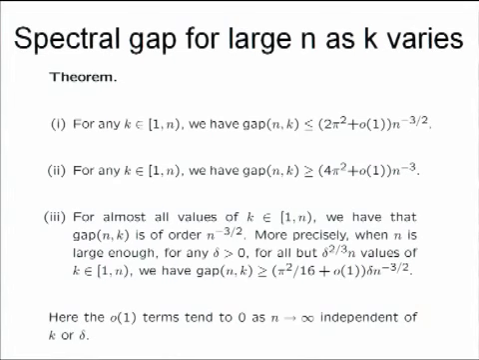Okay, so we're also interested in what happens if n is large and k can take on arbitrary values, not necessarily simple rational times n. And we show that for any k, the spectral gap is at most constant times n to the minus 3/2, and it's at least a different constant times n to the minus 3. And those exponents are tight. And that for most values of k it is of order n to the minus 3/2.